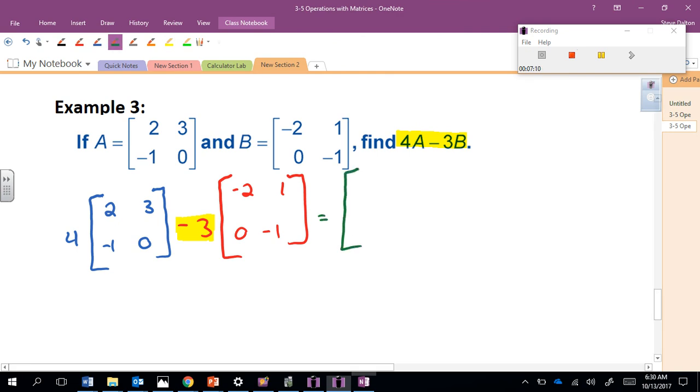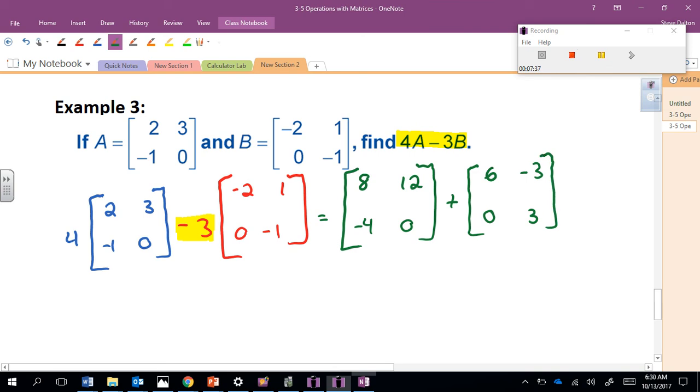But when I rework it, I'm going to take my 4. So 4 times 2 is 8. 4 times 3 is 12. 4 times negative 1 is negative 4. 4 times 0 is 0. Okay, and now it's going to be a plus because I'm going to distribute in a negative 3. Negative 3 times 2 is negative 6. Negative 3 times 1 is negative 3. Negative 3 times 0 is 0. And negative 3 times negative 1 is 3. So I multiply in a negative 3.